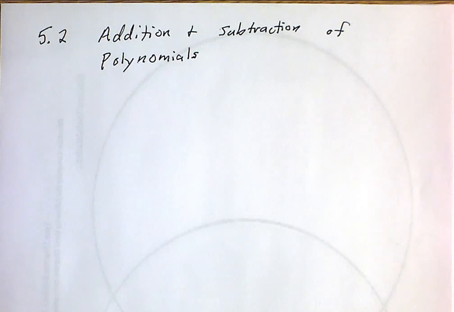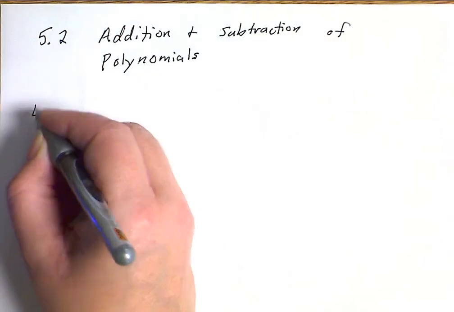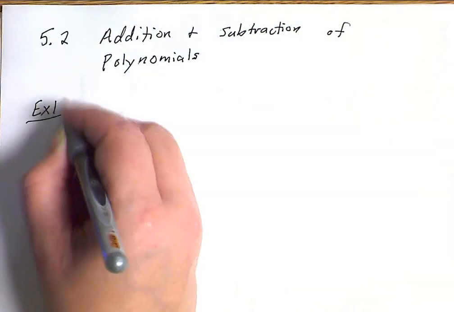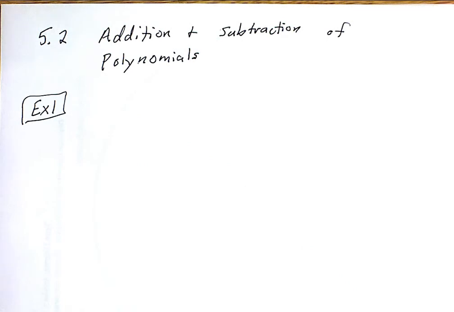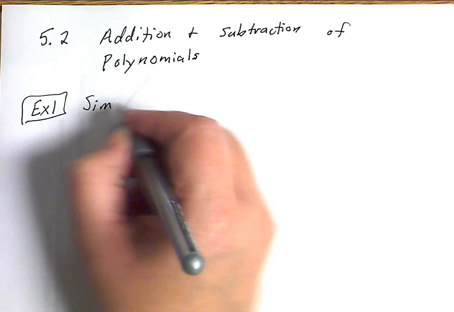So 5-2 is addition and subtraction of polynomials. There's only a few things that I have to talk about from 5-1, and I'll just talk about them as we go through the lesson. So we have our example 1. And we are going to simplify this polynomial.